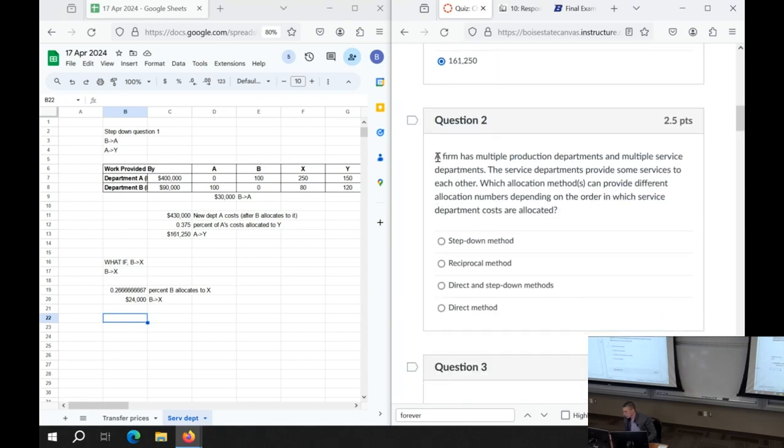Okay, a firm has multiple production departments and multiple service departments. The service departments provide some services to each other. So we have the typical setup throughout the book here. Some interdependency between service departments, I should say. Which allocation methods can provide different allocation numbers depending on the order in which... Wait, we did this one. This very one. Okay, I'm skipping it then.